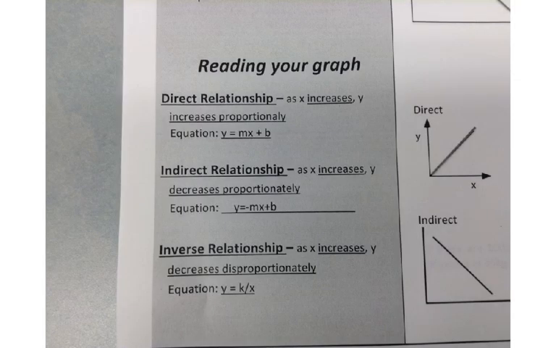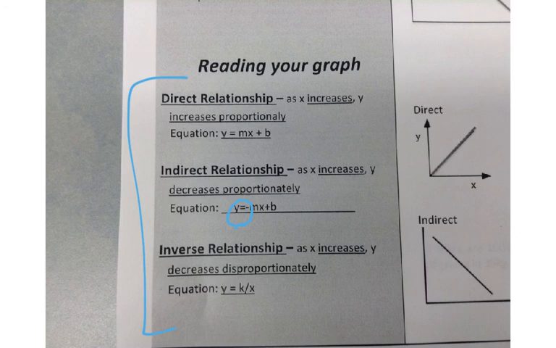Okay, reading a graph. These are going to be talked about throughout this entire year, these relationships. You have a direct relationship, indirect, and inverse. Direct, most people know it's as one goes up, the other goes up. The indirect is as one goes down, the other goes down. The equation for both of those is a line. The only difference is that for an indirect relationship, you have a negative slope.